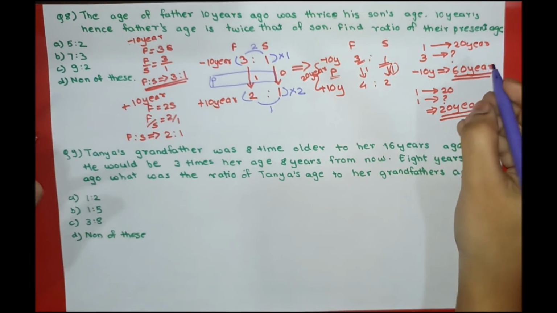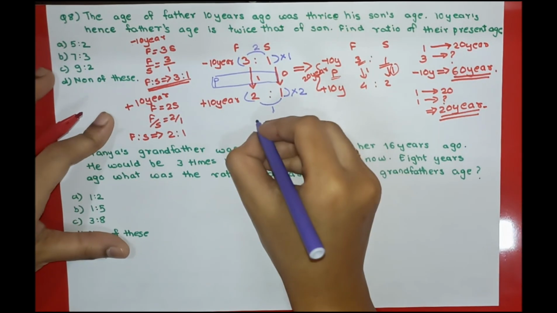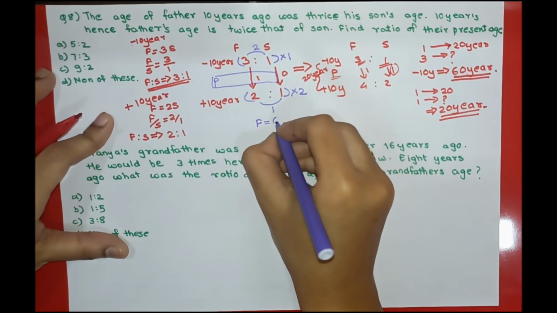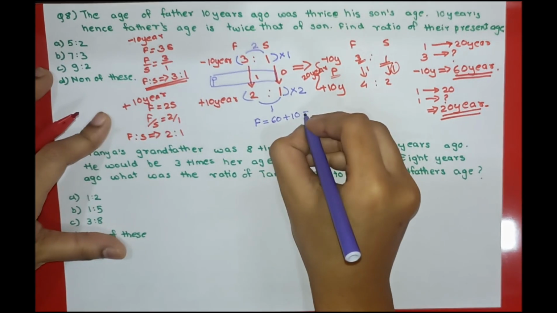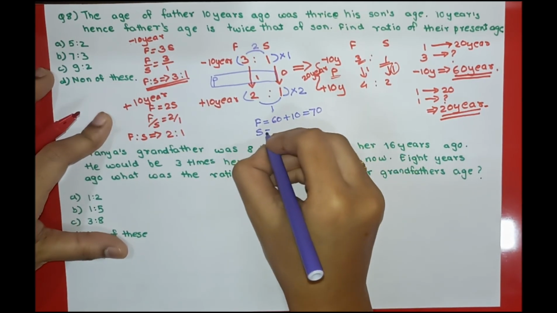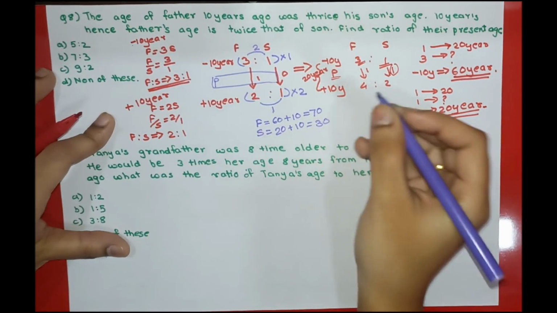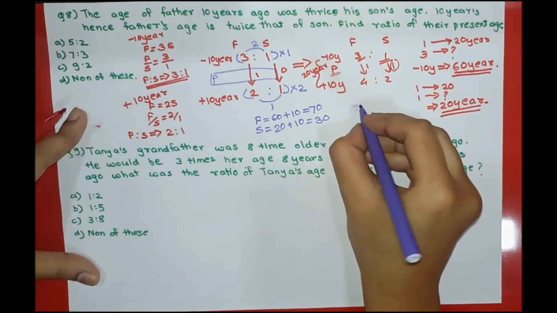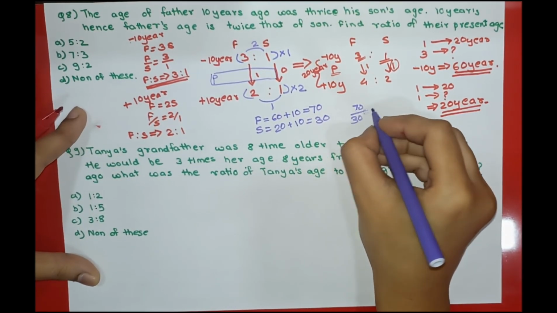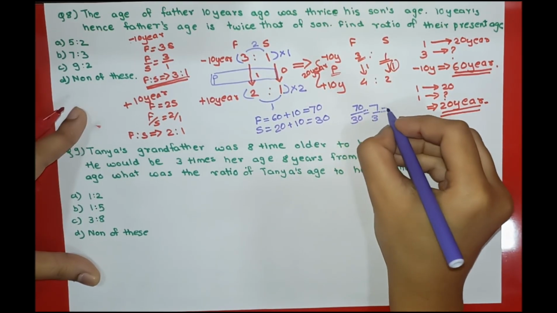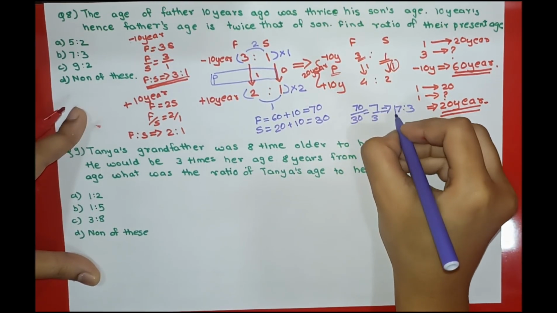So the father's age 10 years ago was 60 years, and son's age 10 years ago was 20 years. So what are the present ages of father and son? Father, it will be 60 plus 10, it will be 70 years, and son's age 20 plus 10 will be 30 years. So what is the ratio? It is 70 by 30, it becomes 7 by 3. So the answer is 7:3.